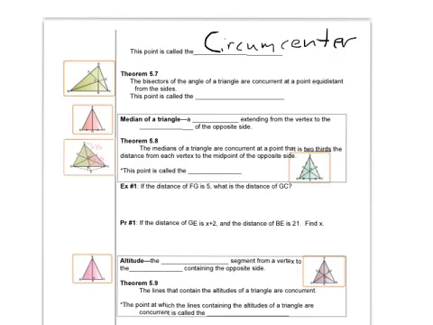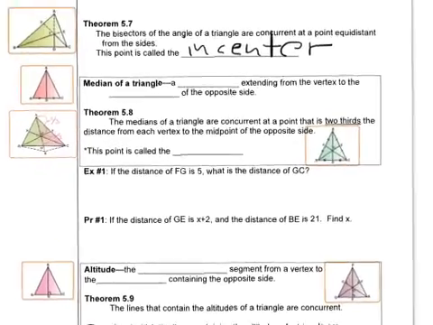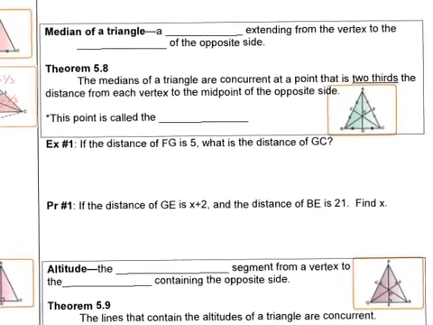Theorem 5.7 says the bisectors of the angles of a triangle are concurrent at a point equidistant from the sides. So here we have an angle bisector, angle bisector, angle bisector, and they're all concurrent at this one point that is equidistant from the sides. This point is called the incenter. And we talked about this before, but that's because these 2 points make circles, either inscribed or circumscribed around the triangle. Not something we're going to spend a lot of time on, but this is stuff that you're definitely going to want to know.